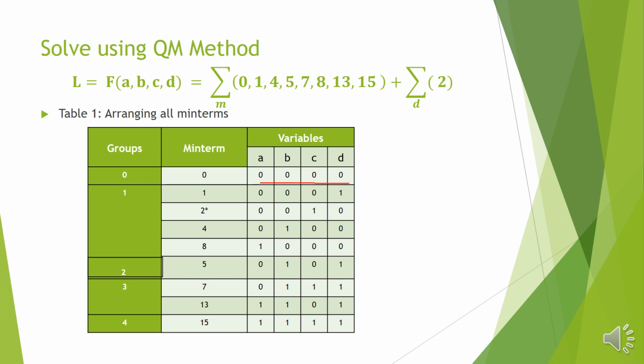So for 0, the binary representation 0 0 0 0 does not have a single one. Then 1, 2, 4, 8 have one logical one in the binary expression, so they should form a separate group. Then 5, being 0 1 0 1, is the only element having two ones in the binary representation. Another group is 7 and 13, which form another group because three ones are present here. And the last one is 15, which has four ones.